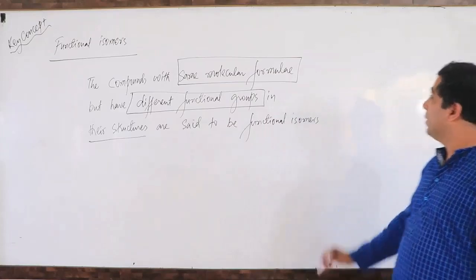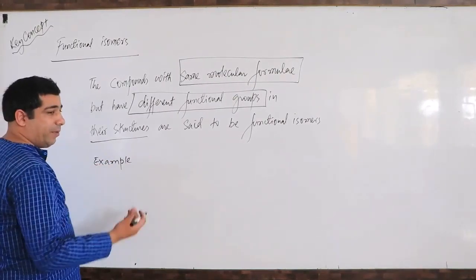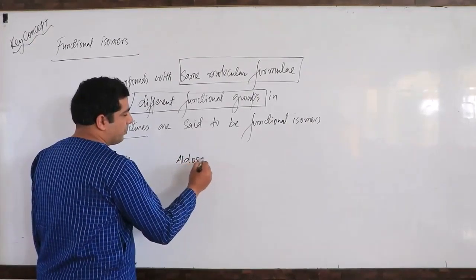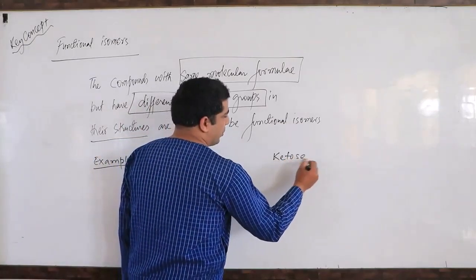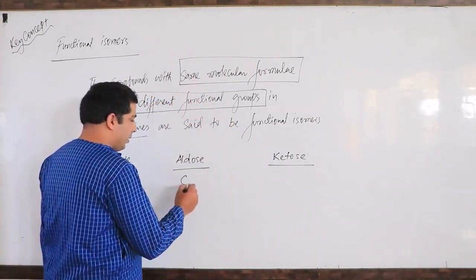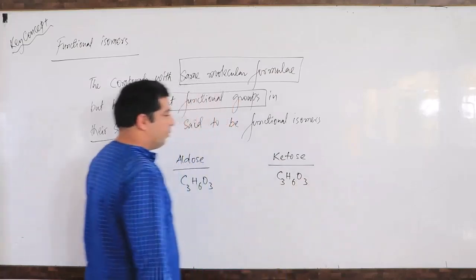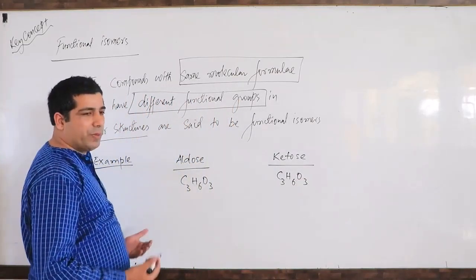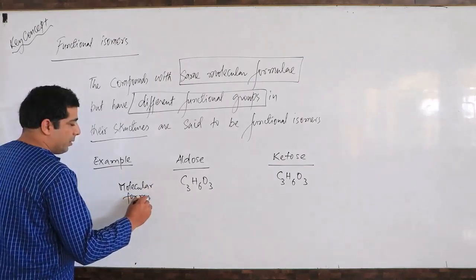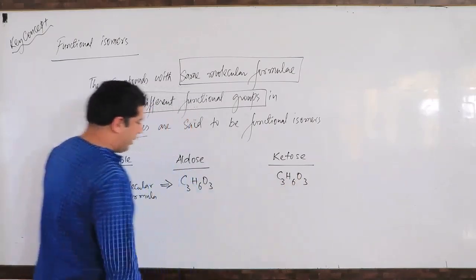So let's have a look. Let me take an example here and let me show you whether they can be functional isomers or not. Have a look. Let us start with the first one called aldose and then ketose. The first condition is that their molecular formula should be the same. So let's have a look. C3H6O3, here also C3H6O3. So the molecular formula is the same, but the functional groups will be different. So what is the molecular formula for these substances? Have a look. C3H6O3, C3H6O3.